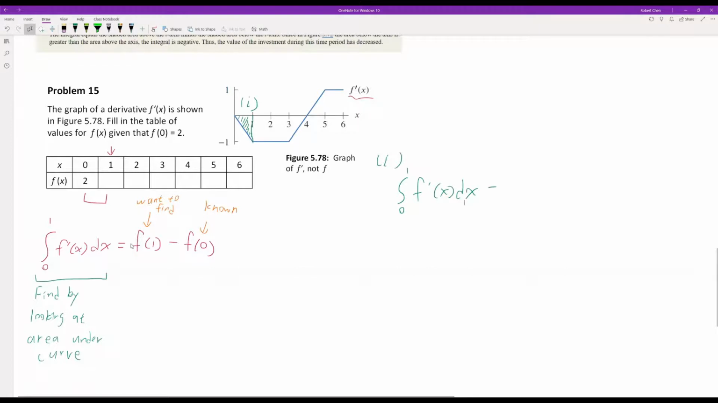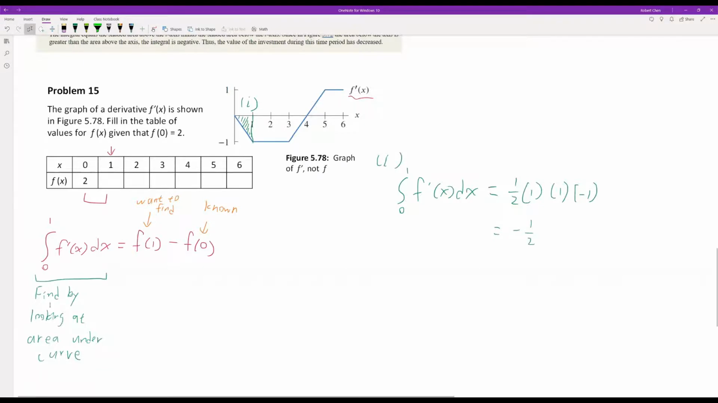And the area is just a triangle, so 1/2 base times height. Base is 1, height is 1. But the area is below the x-axis, so we have to make it negative. That's multiplied by a -1, and that will be -1/2.